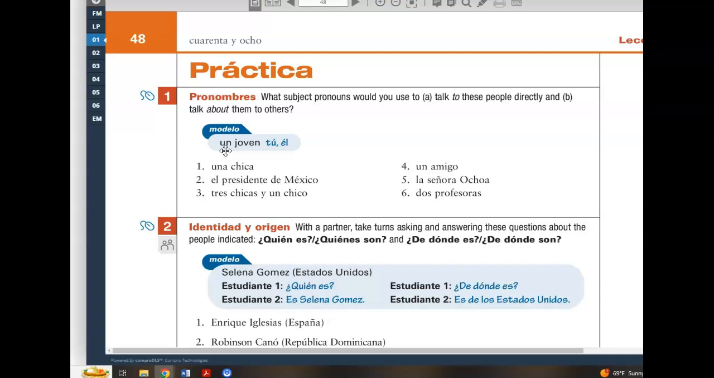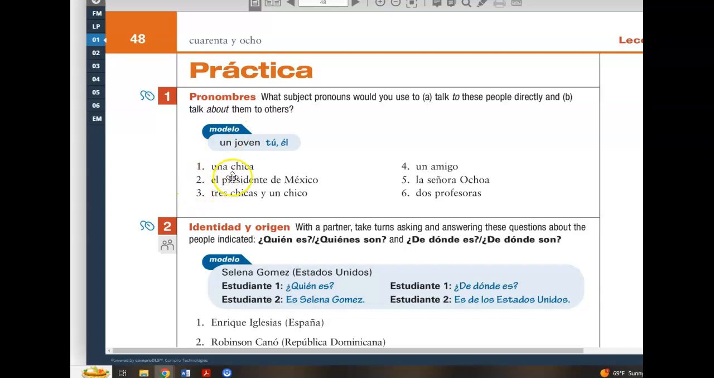For number 1 and 2, I'll do with you. And then I'll have you do 3 through 6 on your own. Number 1, una chica would be tú, right? Talking to them directly. No need to be formal. It's a girl, right? Una chica. And then if we're talking about her, the subject pronoun would be ella, she, ella. So number 1, to talk to her, tú, talk about her, ella.